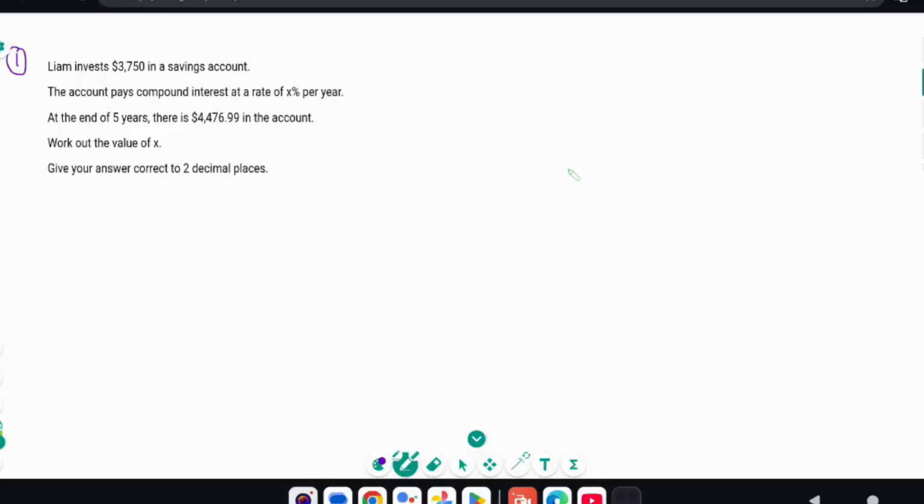I've noticed that the IGCSE Excel exam board do like the questions where it's a compound interest question, but we have to find the percent. So it's almost like reverse, but reverse to find the percent, not the amount.